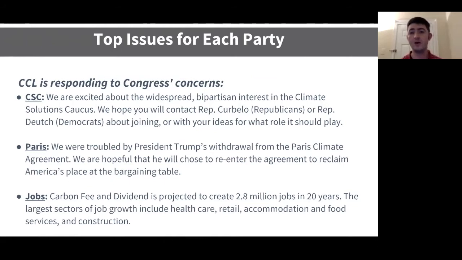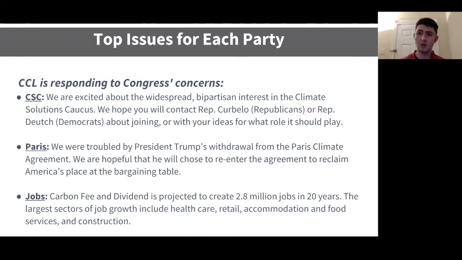And then there were many Republicans who advised President Trump against leaving this. The argument that they frequently raised was that this would be retreating from America's role of leadership. So reclaiming our position of leadership at the bargaining table, that's echoing what many Republicans said, expressing concern for President Trump leaving that.